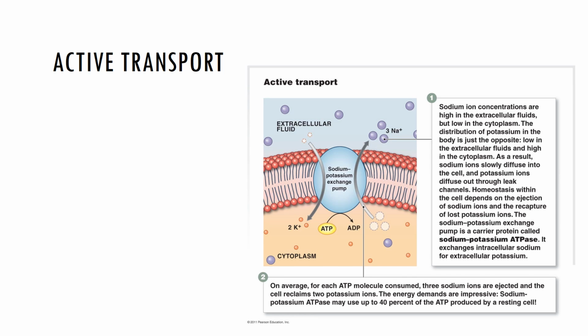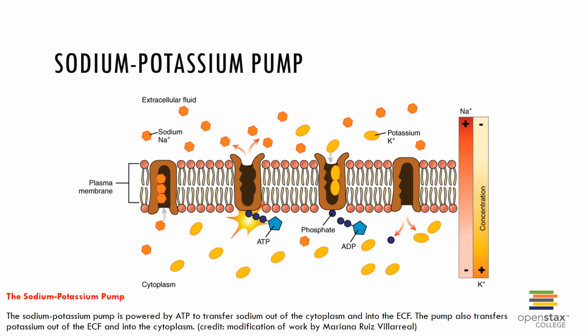Now, the sodium-potassium pump is primary active transport. The sodium-potassium pump is located in all plasma membranes. And the sodium-potassium pump is important for pumping sodium out of the cell and potassium into the cell.